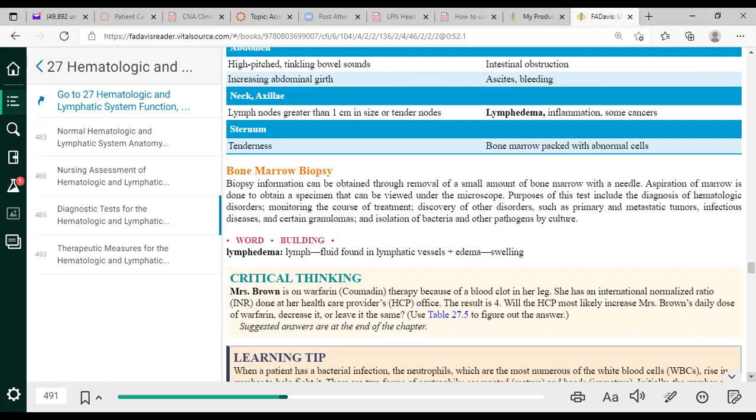Patient had knee surgery. Let me be checking your pedal pulses. Let me check the pulses in your feet to make sure blood is circulating to that area. Okay.